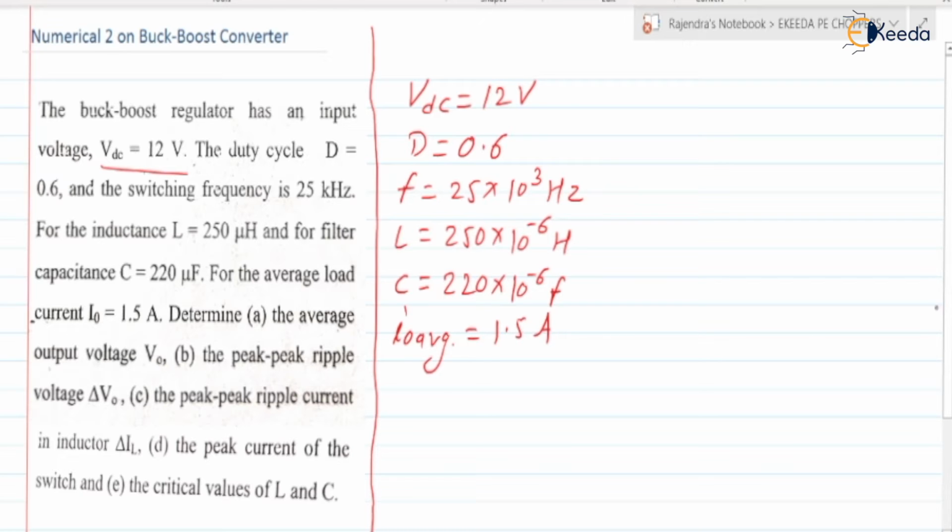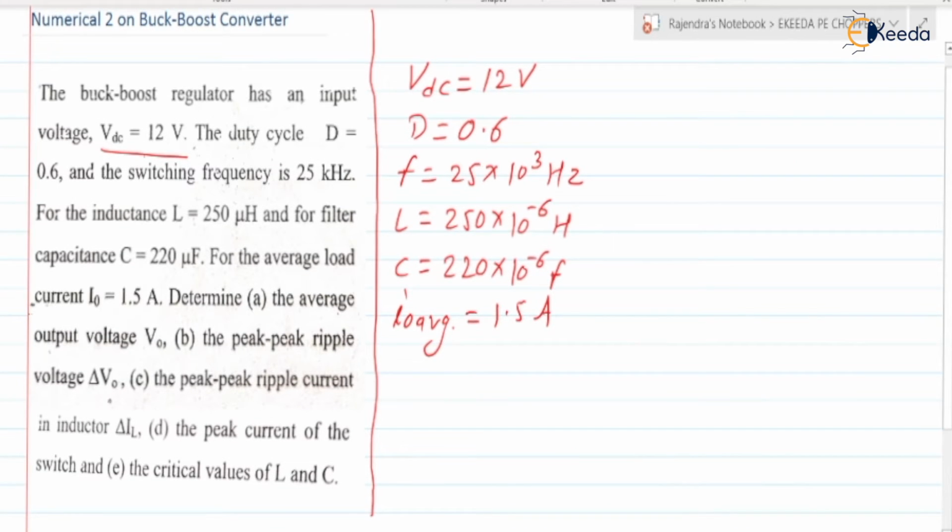Determine the average output voltage V0, the peak to peak ripple voltage delta V0, the peak to peak ripple current in the inductor delta IL, the peak current of the switch, and the critical values of L and C. Okay, these things we need to find.